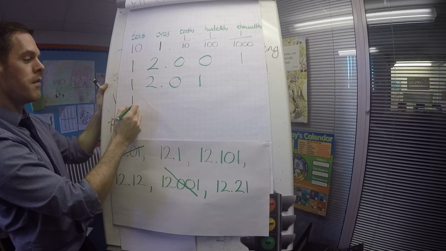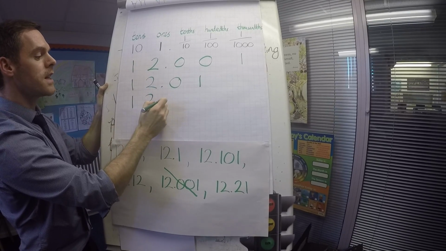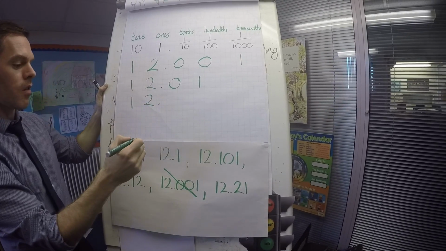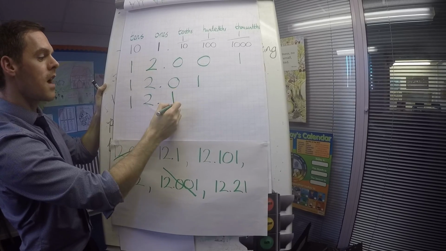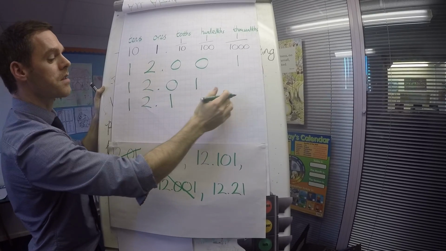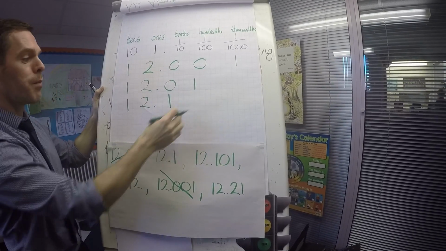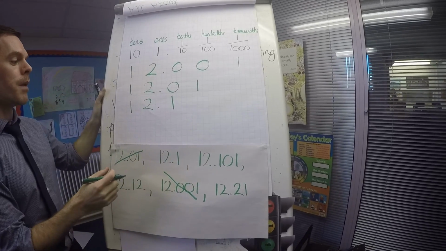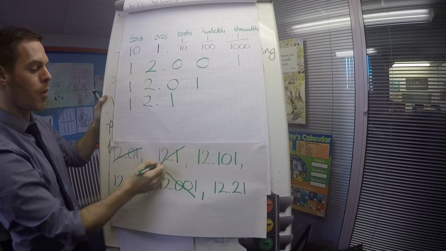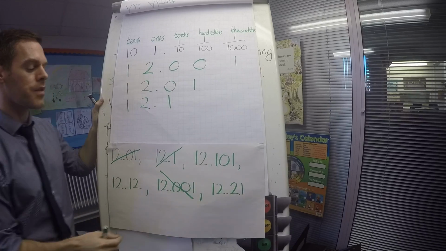So it's 110, 2 ones, decimal point always stays on the right side of the ones. I've got 1 tenth, and I've got 0 hundredths and 0 thousandths. I could put zeros in there if I wanted to, but I'm not going to at the moment. So I'm going to cancel that one out. I've got 3 numbers left.